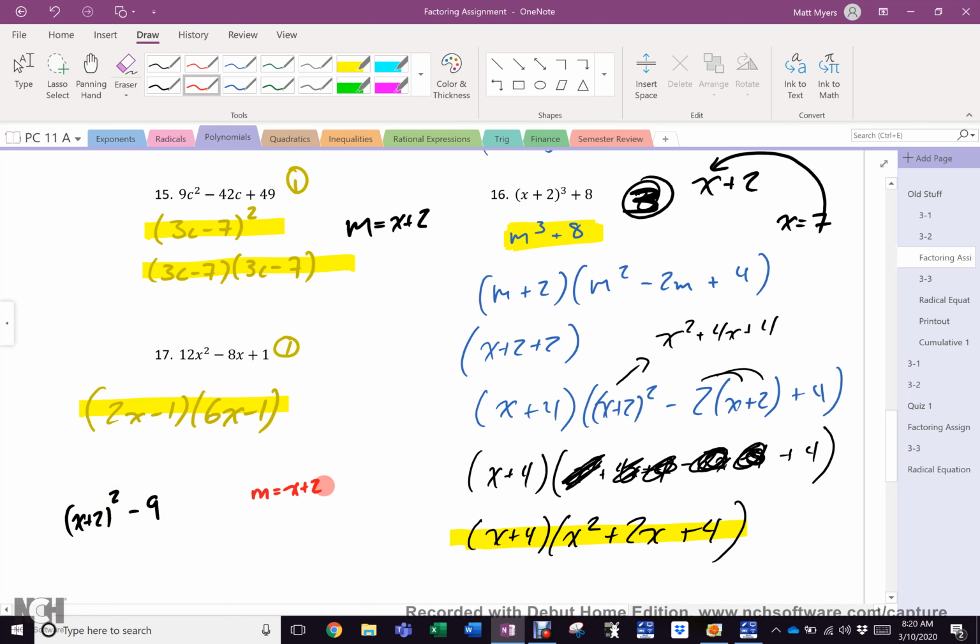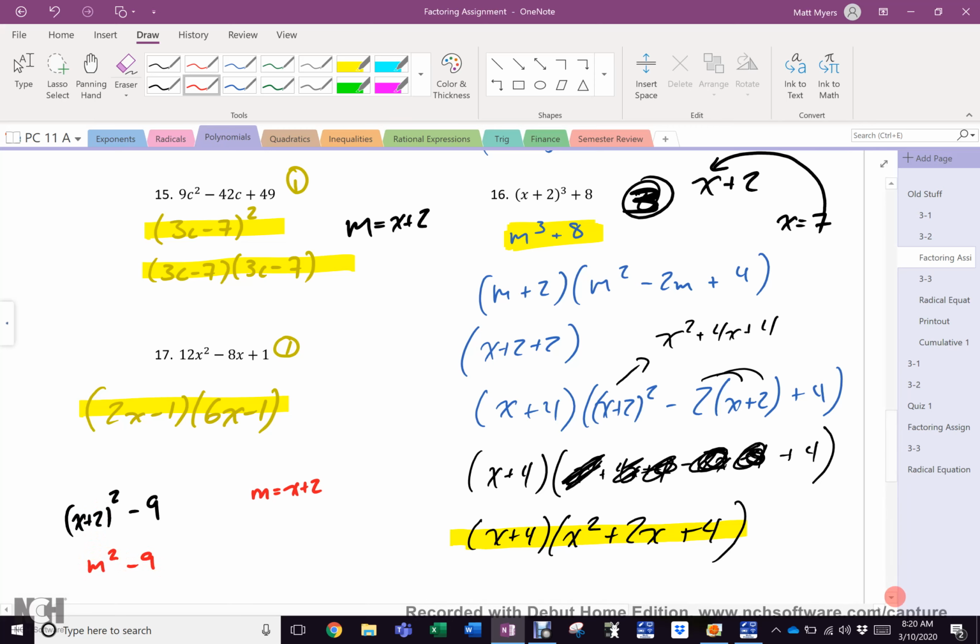Now, when I told you x was 7, you put 7 in for every x, yes? So what am I telling you here in red? What does this mean? What does this say in English? M is x plus 2, right? What do you see right there? X plus 2. What does x plus 2 equal? M. Everybody okay with that? So I substitute that. Is everybody good?